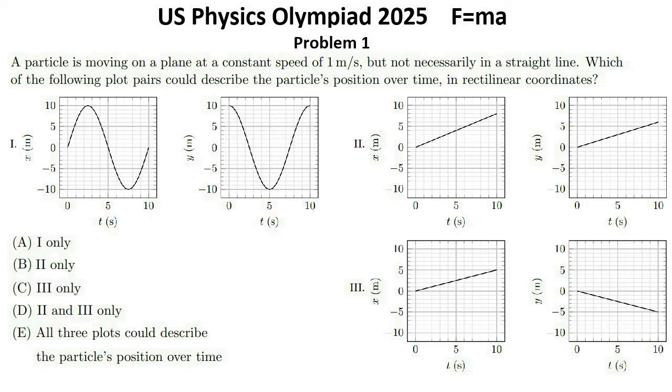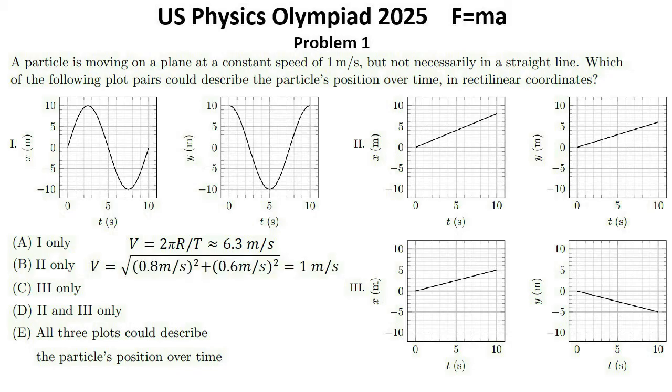Solution for problem number 1. All three plots describe the particle moving at a constant speed. In plot 1, the particle is moving in a circle of radius 10 meters, and traversing the full circle in 10 seconds, so its speed is approximately 6.3 meters per second.